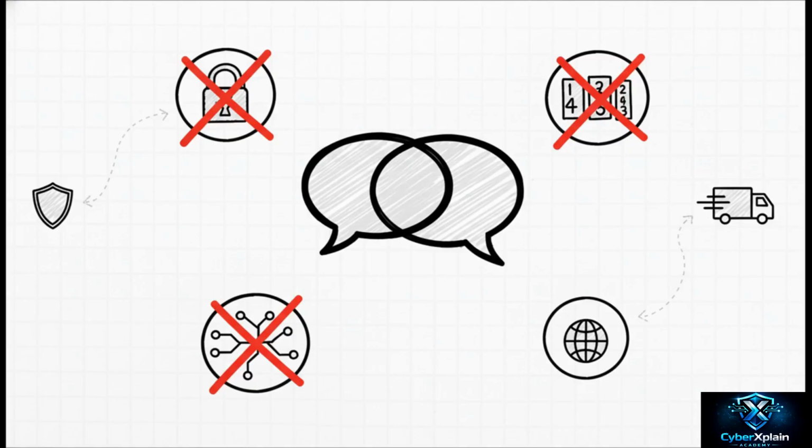And it doesn't guarantee that every single data packet arrives safely and in order. That's a job for layer 4, the transport layer. See? The session layer is laser-focused on one thing: managing the conversation.